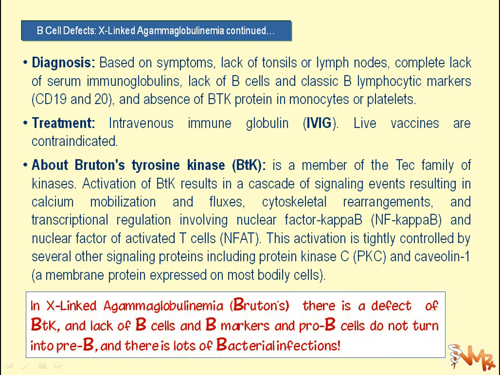To give you a good mnemonic here, with stress on letter B, in X-linked agammaglobulinemia, Bruton's, there is a defect of BTK and lack of B cells and B markers, and pro-B cells do not turn into pre-B cells, and there are lots of bacterial infections that surface after 6 months of age when the IgGs that arrive from the placenta are tapered off in the body of the baby.